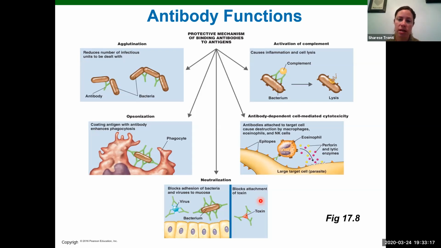And lastly, we see that antibodies have a role in antibody-dependent cell-mediated cytotoxicity. What is happening here is that this is for parasites. Parasites are larger than can be phagocytized. And so what happens here is the antibodies will bind to the surface of that parasite, and then those antibodies will signal to immune cells to release substances onto that parasite to kill it.